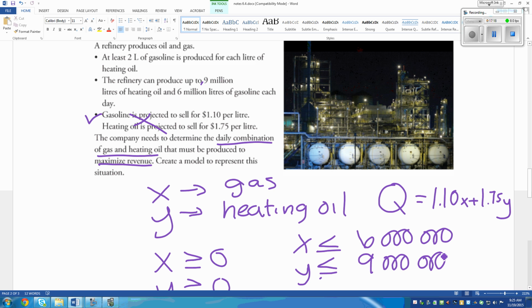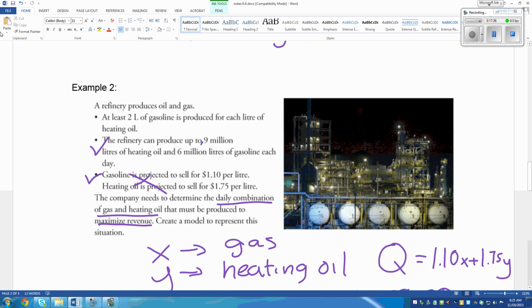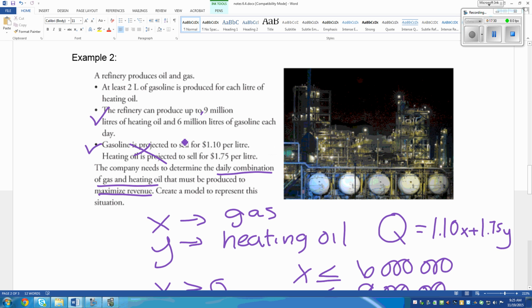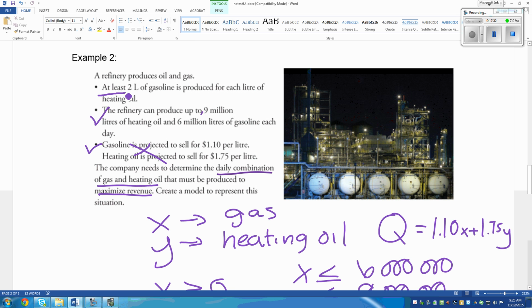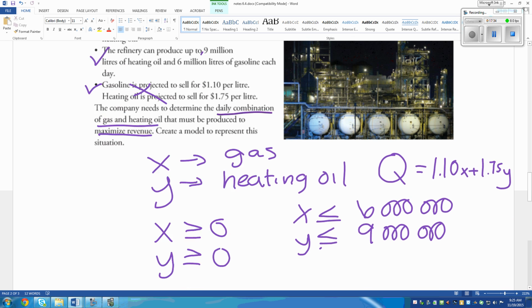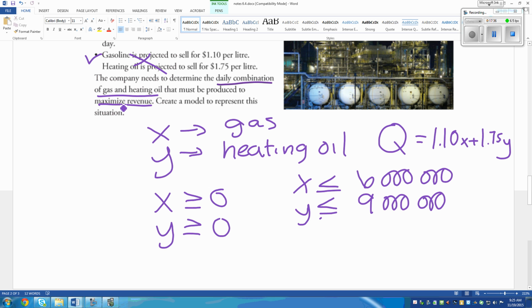Any other things? Well, we used this, right? What's the only thing left? This first point: at least 2 liters of gasoline is produced for each liter of heating oil. Okay? So I'm going to put gas and heating oil here. Lots of people will put a 2 in front of the gas, like Reese was saying. Okay? So let's just look.